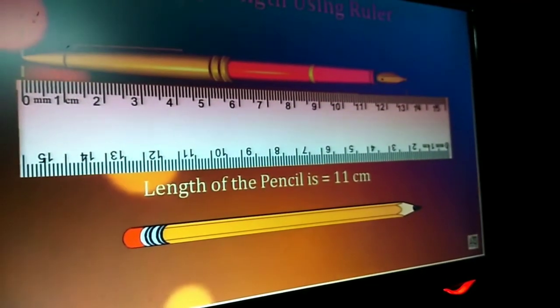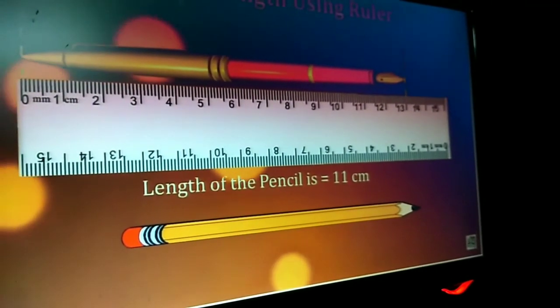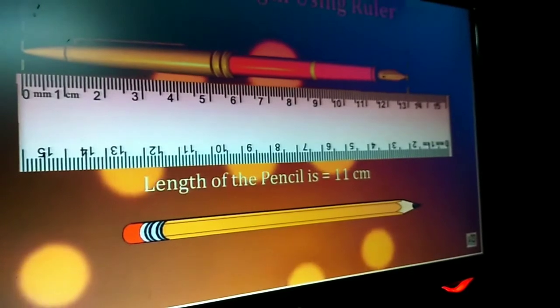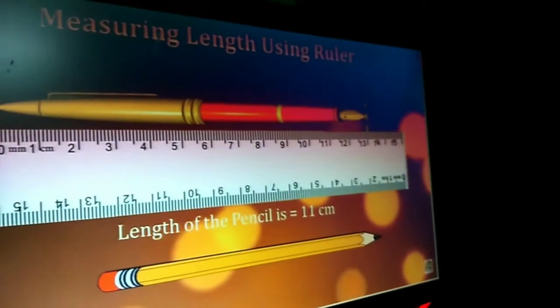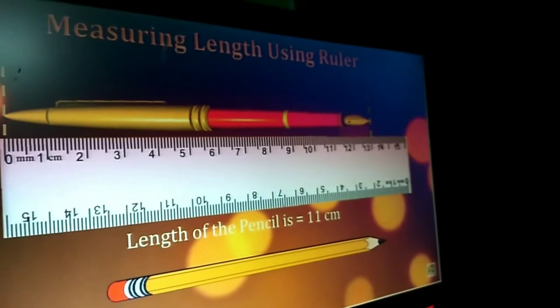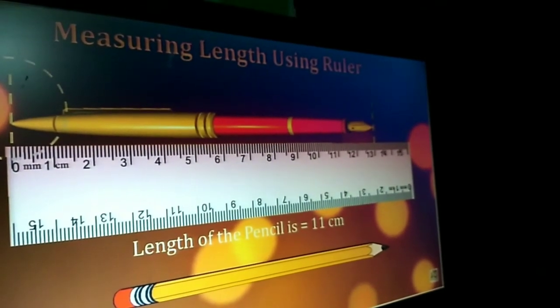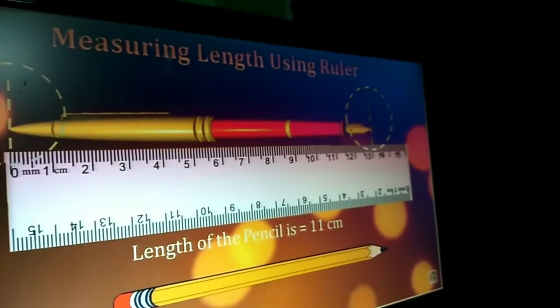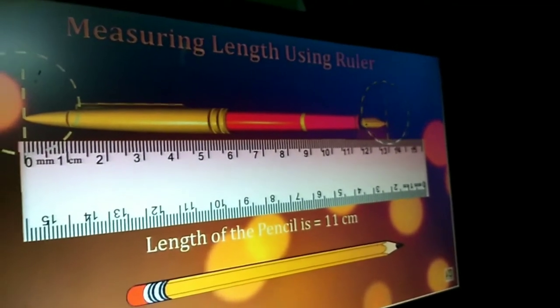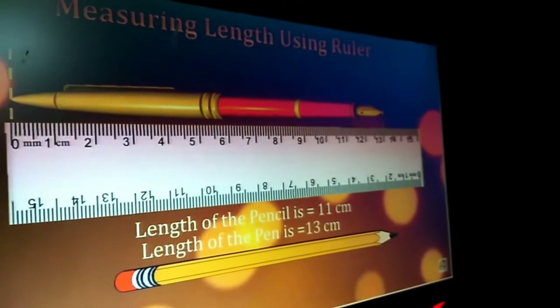Now next we have to measure the length of the pen. We will measure it in the same way as we measured the pencil's length, putting one end of the pen at 0 on the scale and the other end of it at 13. It means that the length of the pen is 13 cm.